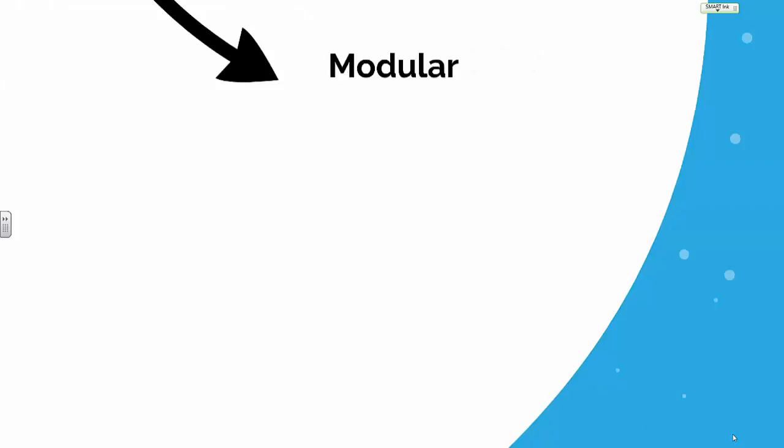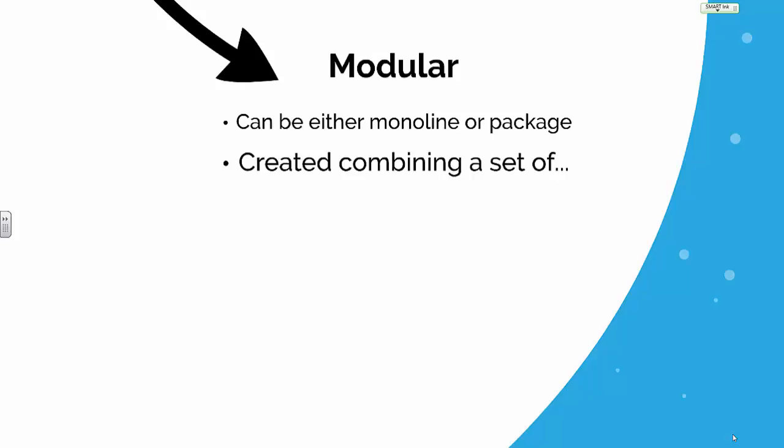Then there's a modular policy, which can be either monoline, covering only a single line of business or line of exposure, or package policies that, for example, would cover both property and liability. They are created by combining a set of coverage forms, cause of loss forms, and conditions. These are, of course, more common in larger business policies for commercial exposures.